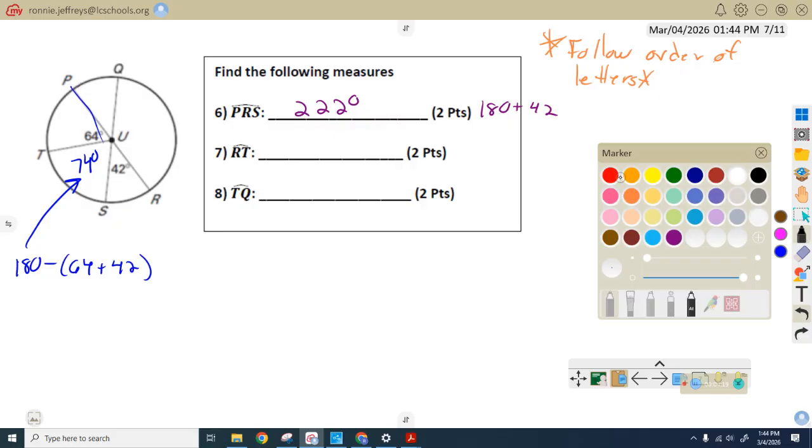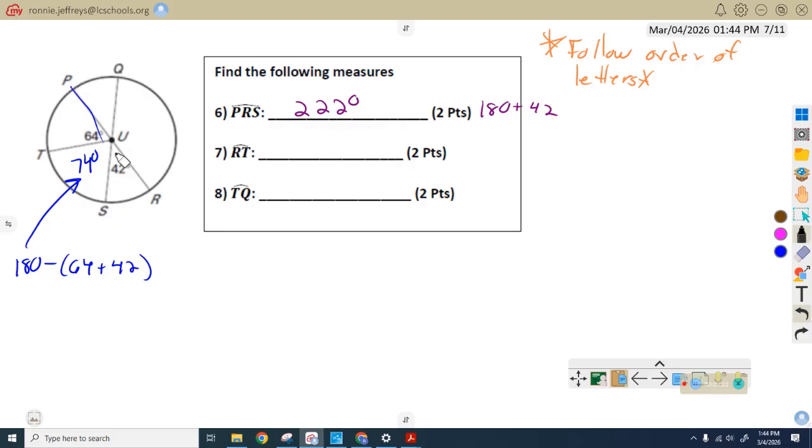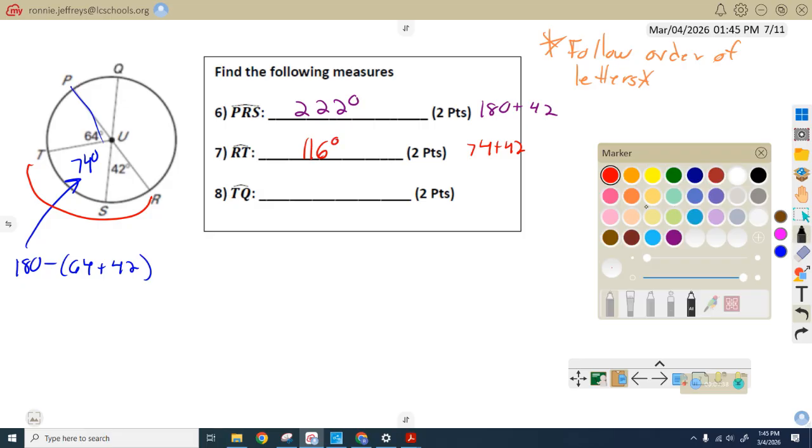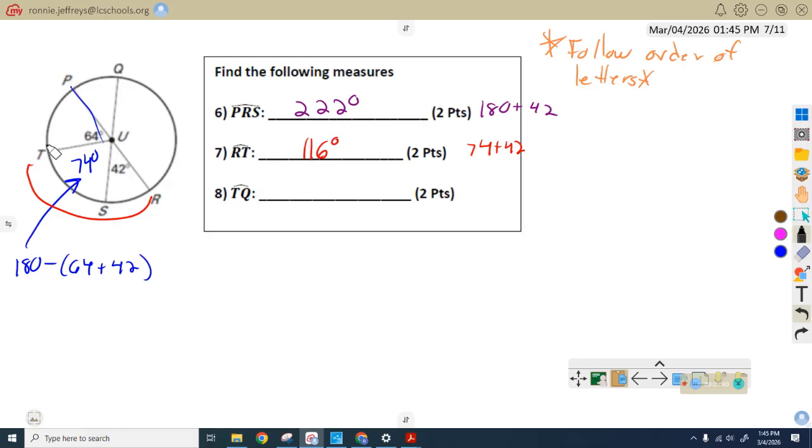So, alright. RT is from here to here. So this is 74 plus 42, which is 116 degrees. And then TQ is from here to here. Well, this is 42. So 64 plus 42 is 106 degrees. So moving on to the next part.